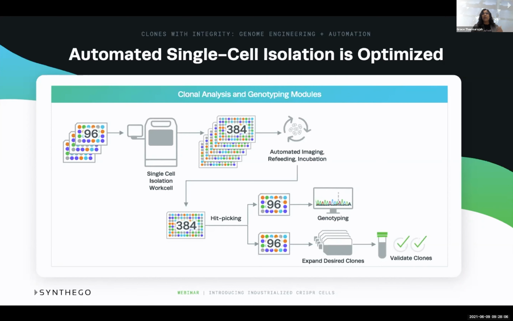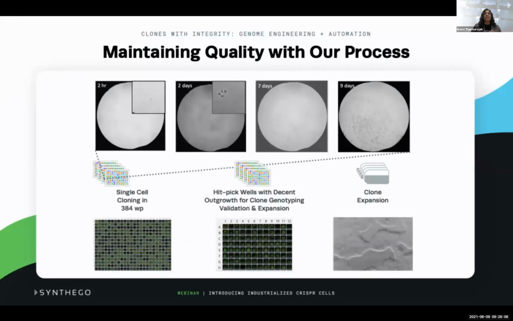So what does that look like in terms of real data, right? To me, this is kind of the most interesting part.